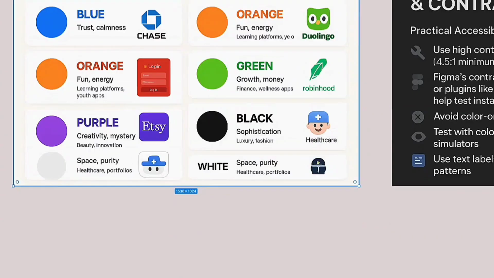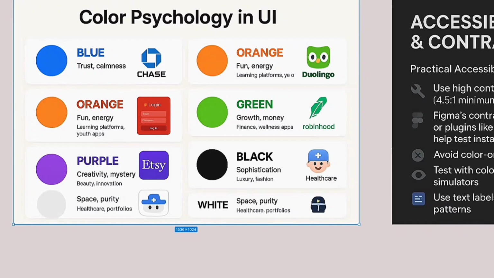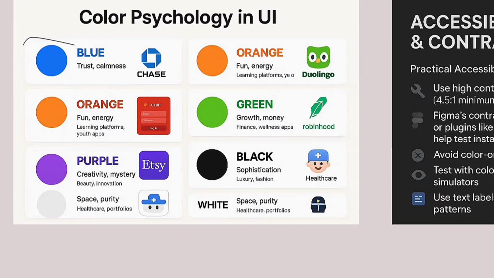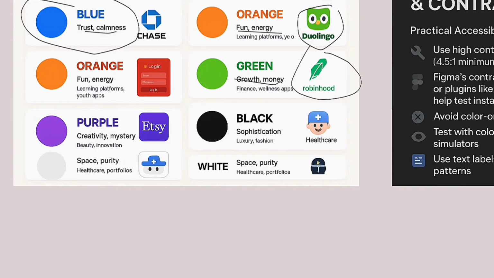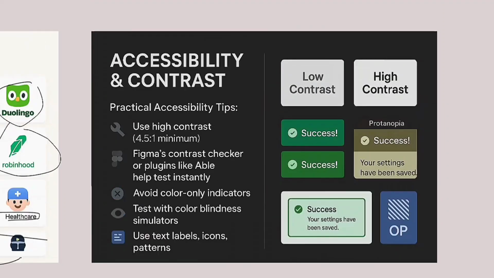Psychology of color in UI. As I already told you, guys, every color holds a meaning. Blue is for trust and calmness. Orange is for fun and energy, and it is used in Duolingo. Green is for growth and money. Apps like Robinhood, finance apps, or wellness apps mostly use this color.